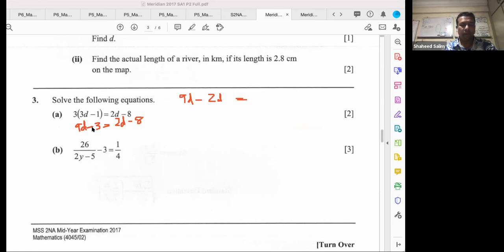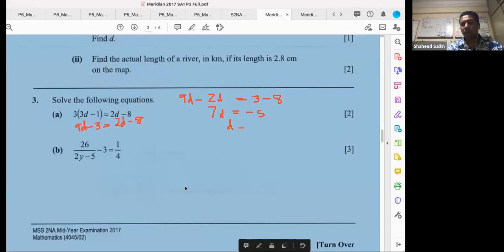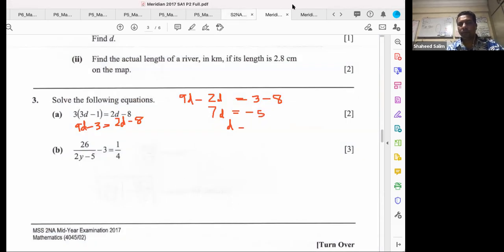Then when you bring that minus 3, you bring over, it becomes plus 3. So you have plus 3 minus 8. And then 7d equals to negative 5. And d equals to negative 5. Sorry. D equals to negative 5 over 7. Okay.